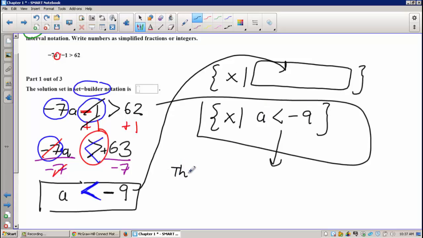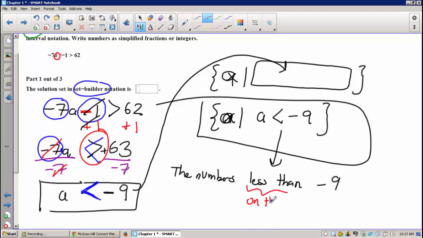The numbers, you start with these numbers. By the way, this is A, I'm sorry. The numbers, what? How can you translate this into words? Those numbers less than, yeah, less than minus 9. But in a graph, less than means to the left of, right? In the graph, if you have minus 9 and you want to pick the numbers less than minus 9, to the left of.